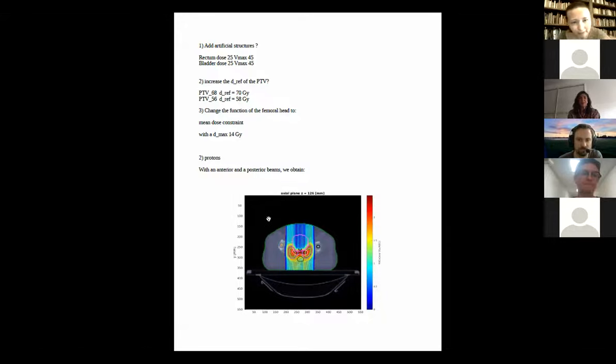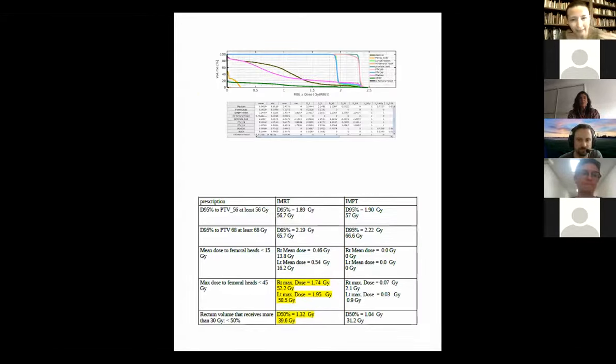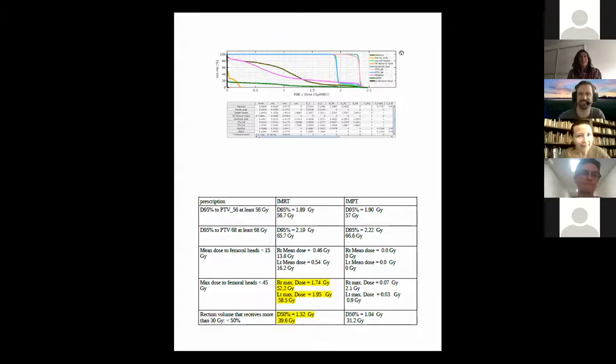And for the second part, the protons, I used anterior and posterior beams, and all the prescriptions were fulfilled. And then, thank you so much. Very, very nice session. You were super fast and very efficient.